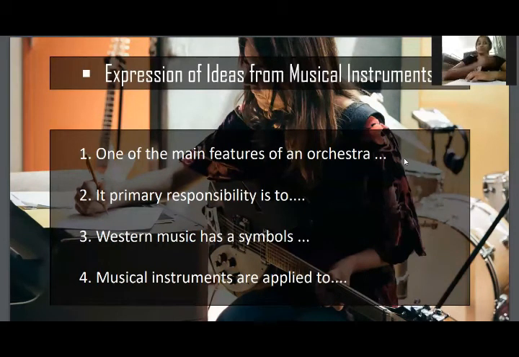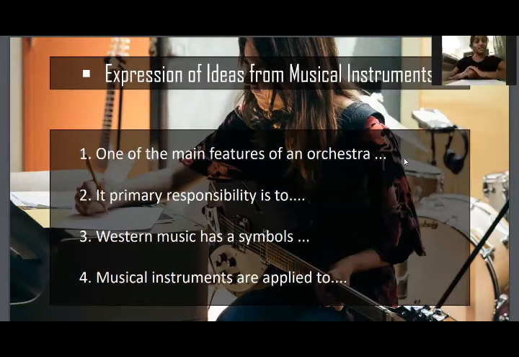Western music has a symbolic mechanism for expressing those ideas. That is Sostenuto, Loco, Giocoso, Pianissimo, and Animato. Now you can see these symbols for the orchestra. The meaning is that the musical instruments gradually increase the volume and then decrease the volume. This is the writing for the orchestra.